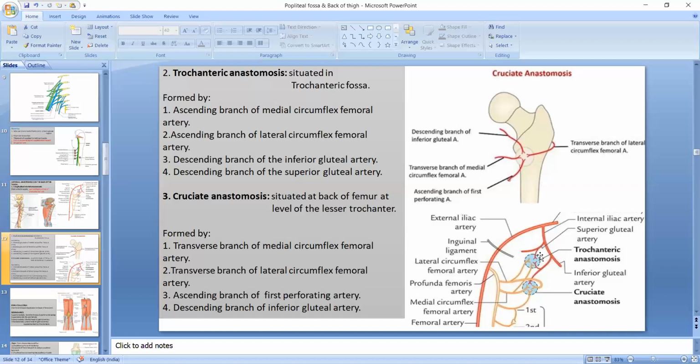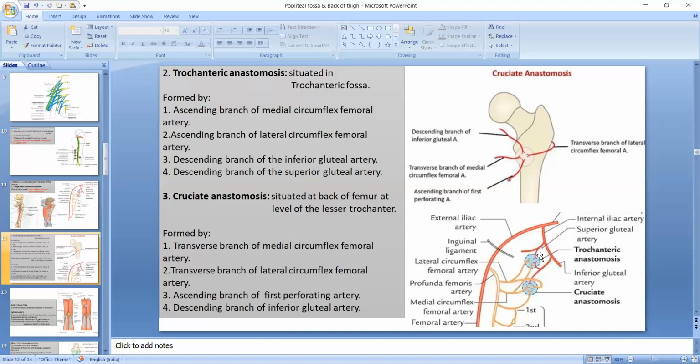Now the cruciate anastomosis. We can see in this picture the cruciate anastomosis, which is situated at the back of the femur at the level of the lesser trochanter. It is formed by the transverse branch of the medial circumflex femoral artery, the transverse branch of the lateral circumflex femoral artery, the ascending branch of the first perforating artery, and the descending branch of the inferior gluteal artery. So these are all the anastomoses at the back of the thigh, in the trochanteric fossa, the back of the femur at the lesser trochanter, and the pelvic and gluteal region.